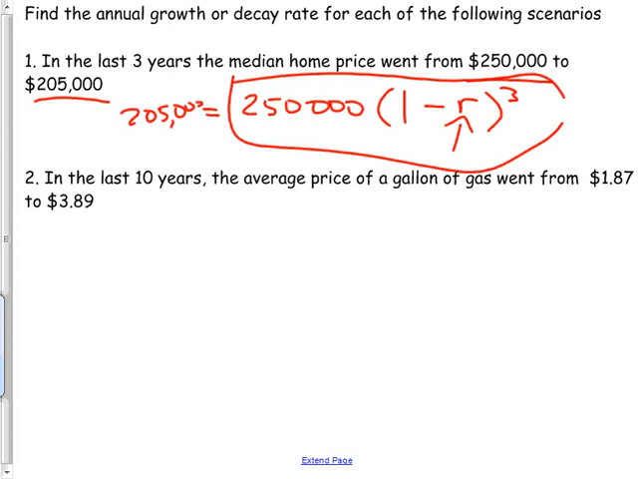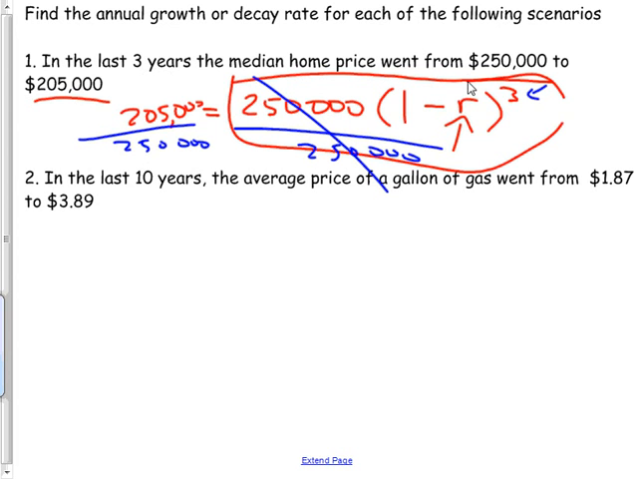Now, how do I solve something like this? First step, divide by 250,000 on both sides. And then this will cancel. And then how do I get this 1/3 off of here? That's the most commonly misunderstood thing. Yes? Put it to the 1/3. Very good. And I do that to both sides. Put it to the 1/3.